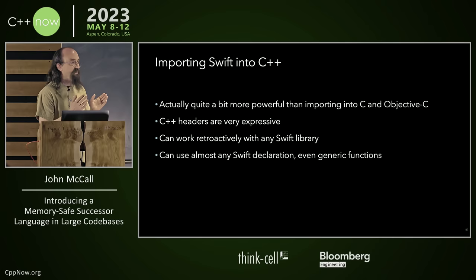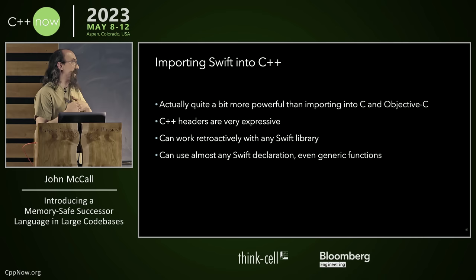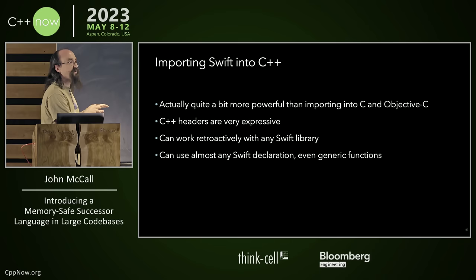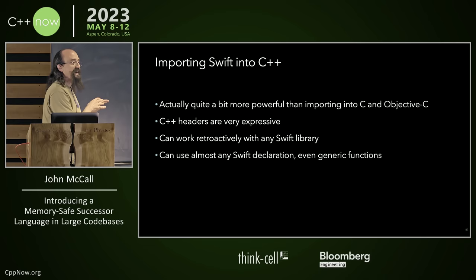Similar for C. C++ headers are extremely expressive. You can write tons of code that all goes inline. It's all magically in the header. Everything is wonderful. What that means is that we can actually generate header declarations that directly use the Swift ABI, which is very weird. If you look at these headers, they're incredibly gross, and they've got all sorts of inline ASM and funky attributes on it. But the result is something extremely idiomatic looking.